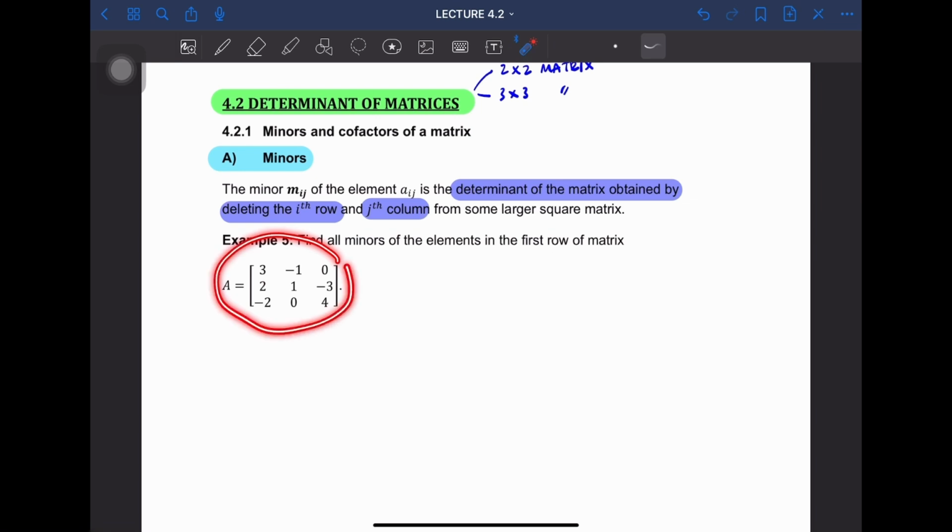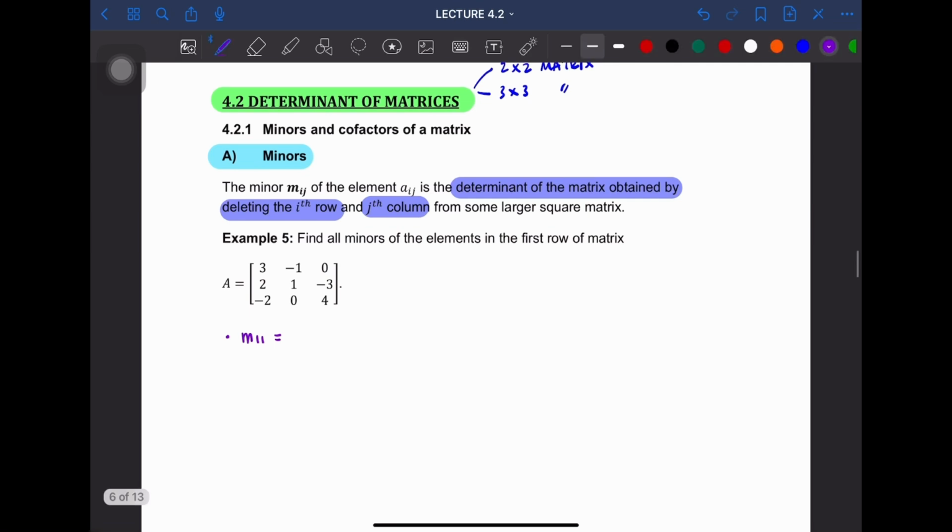Let's say we have this 3 by 3 matrix A. We want to find the minor M11. This means we have to find the determinant when we delete the first row and first column. So we need to delete the first row and first column, and just find the determinant of the rest of the elements, which are 1, negative 3, 0, 4. Based on the previous formula, ad minus bc, we get 1 multiplied by 4 minus 0 multiplied by negative 3. So you get 4.